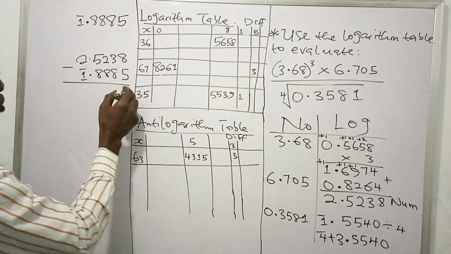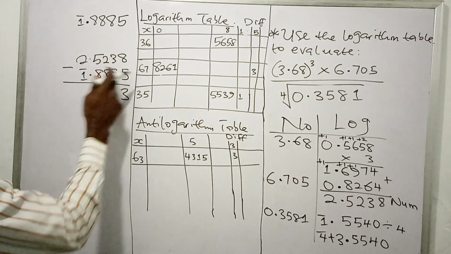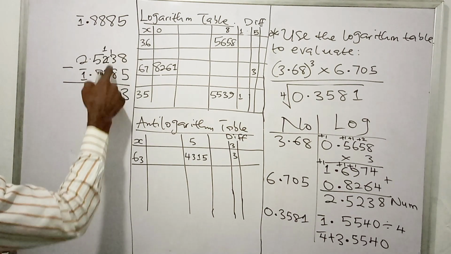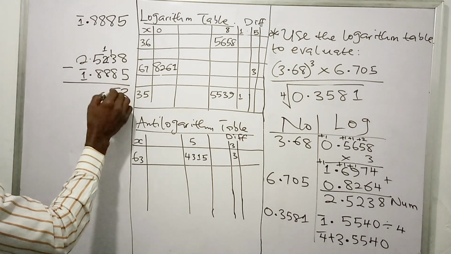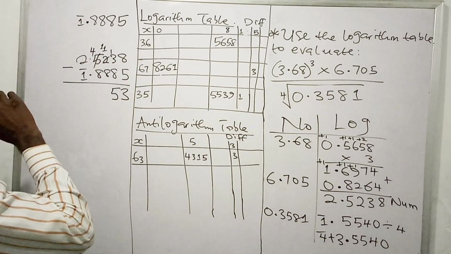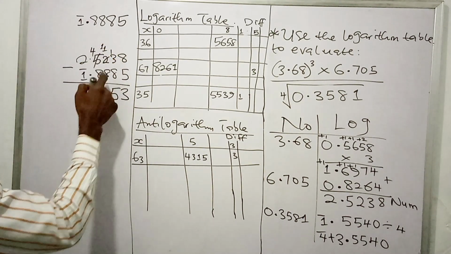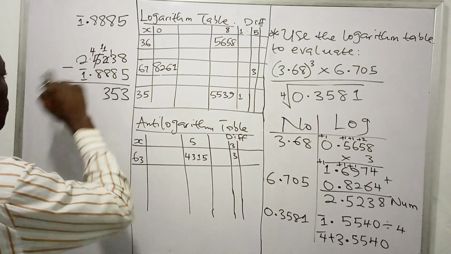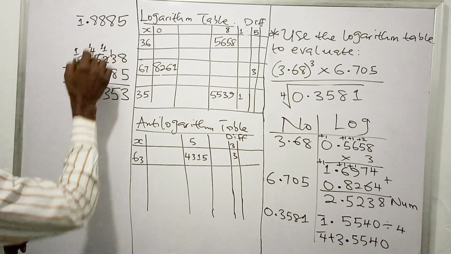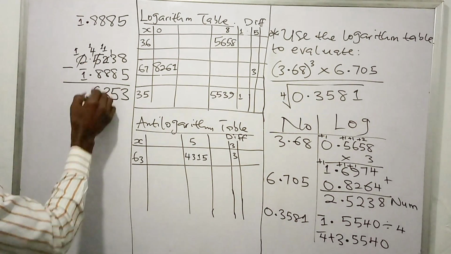Now 8 minus 5 will give us 3. 3 minus 8, that will not be possible. We borrow 1 from here. Here becomes 13. 13 minus 8 will give us 5. Then borrow 1 from here, that will be 4. Put it here, that's 11. 11 minus 8, that's 3. Then here's 4. We borrow 1 from here, we have 1 remaining. We put the 1 here, that will give us 14. 14 minus 8, that will be 6.